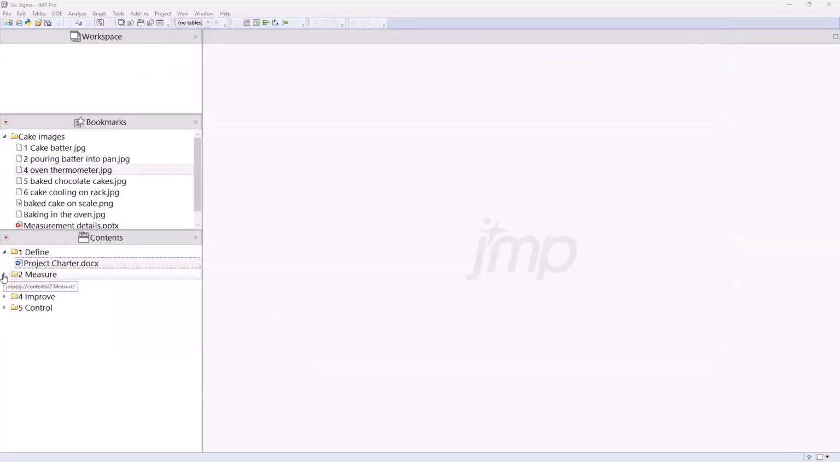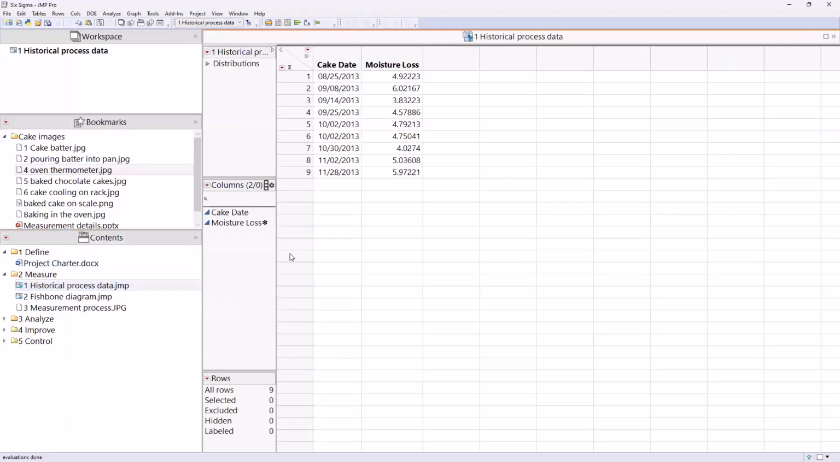Let's take a look here under the measure phase where we have some data. In fact, I've got a couple of JMP data tables. I'm going to open up this historical process data first. This was actually historical data that I'd gathered on some of the cakes that I'd baked before I even started this project, okay? So you can see this is a little old, but that's okay. I've got the dates and the moisture loss for each of those baked cakes.